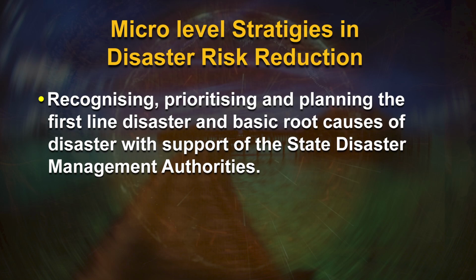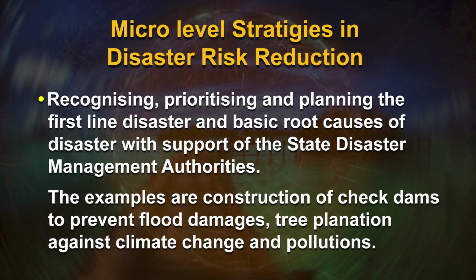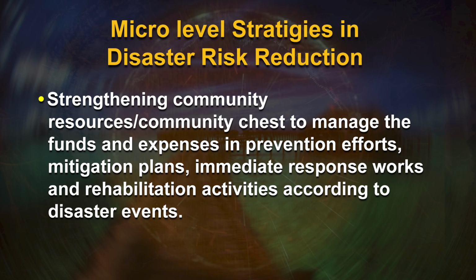Recognizing, prioritizing and planning the first line disaster and basic root causes of disaster with support of state disaster management authorities. The examples are construction of check dams to prevent flood damages, tree plantation against climate change and pollution, strengthening community resources, community chest to manage the funds and expenses in prevention efforts, mitigation plans, immediate response works and rehabilitation activities according to disaster events.